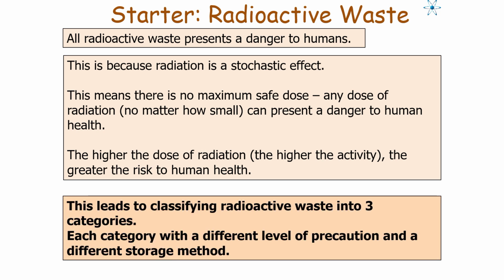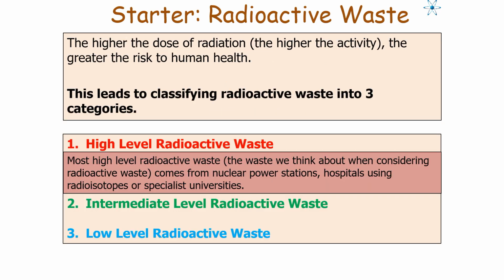So this leads us to classifying radioactive waste into three categories, each category with a different level of precaution and different storage method. So you've got high level radioactive waste, intermediate level radioactive waste and low level radioactive waste. Now most high level radioactive waste, which is the waste we think about when we consider radioactive waste, comes from nuclear power stations, hospitals using radioisotopes or specialist universities.